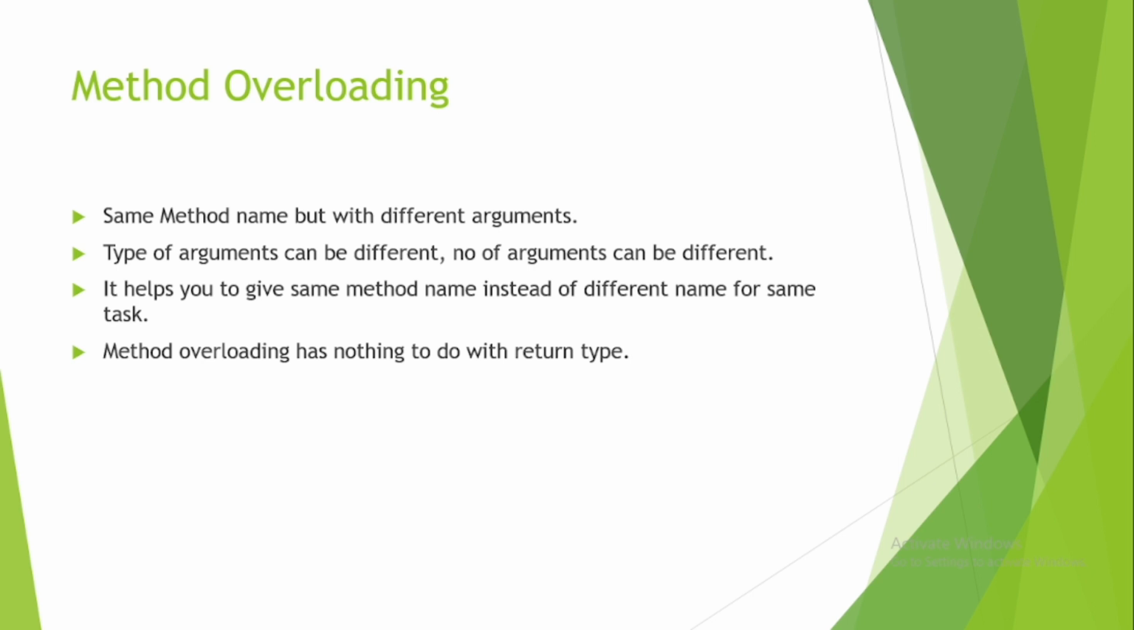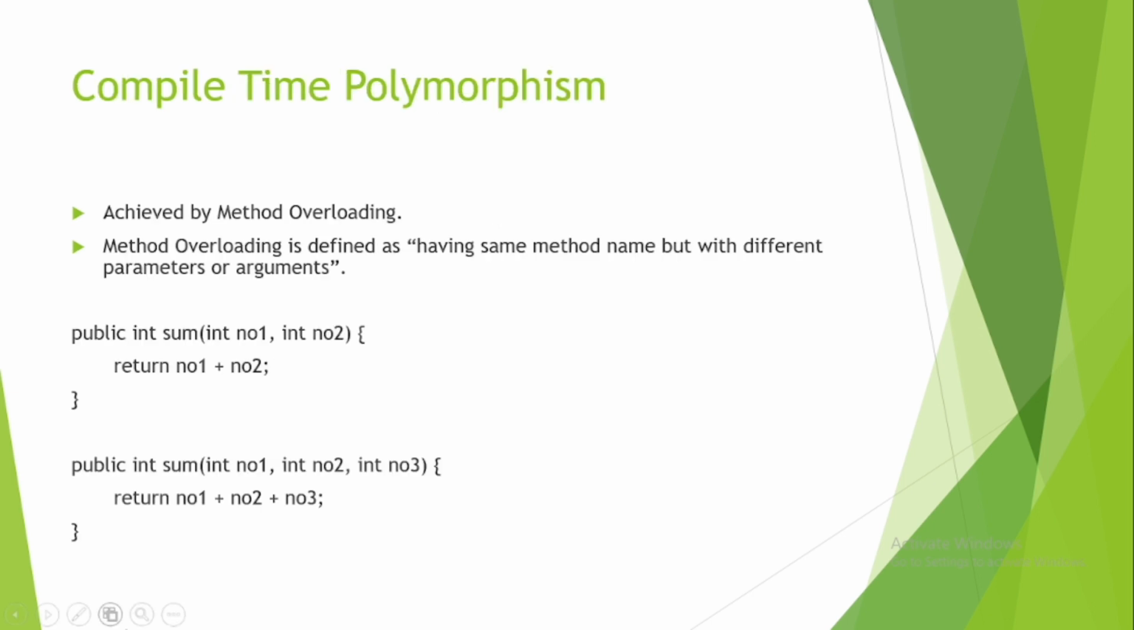Method overloading also helps you to give same method name instead of different name for same task. What does it mean? You can see in the previous slide, here I have given one example of the sum method, right? Sum number1 and number2 and sum for three numbers, right? So if method overloading feature is not available, let's suppose that method overloading feature is not available in Java. Okay, that means two parameters and three parameters, but with the same name you cannot define. That means you'll have to give one method name called sum for sum of two numbers and sum of three numbers.